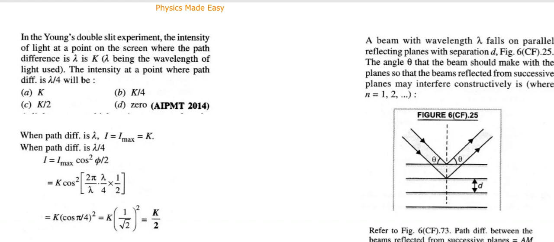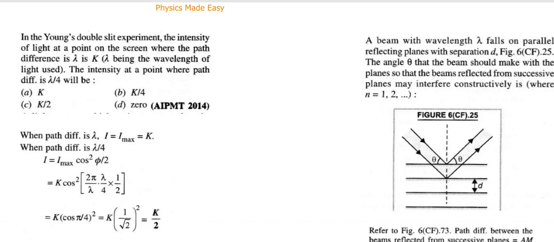In Young's double slit experiment, the intensity of light at a point on the screen where path difference is lambda is K. I have already told you, whenever you have to find out the phase difference corresponding to path difference, replace lambda by 2 pi. It means phase difference is 2 pi, and at that particular phase difference, the intensity of light is capital K. The intensity at a point where the path difference is lambda by 4. Again replace lambda by 2 pi, so we will get pi by 2.